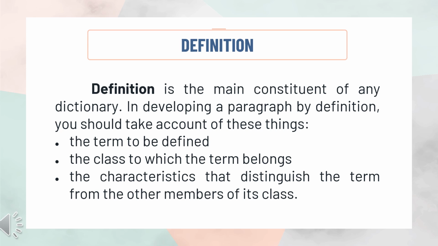Definition is the main constituent of any dictionary. In developing a paragraph by definition, we should take account of these things. The first one is the term to be defined, or the word to be defined. The second one is the class to which the term belongs. Third, the characteristics that distinguish the term from the other members of its class.